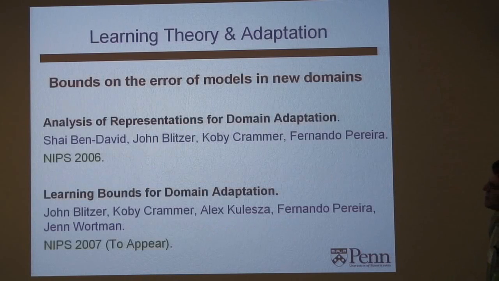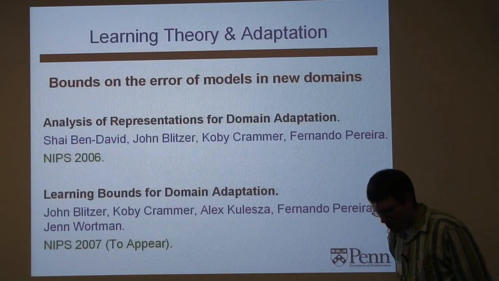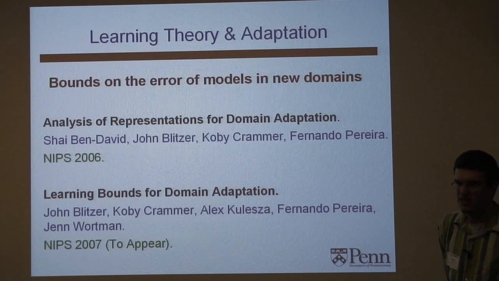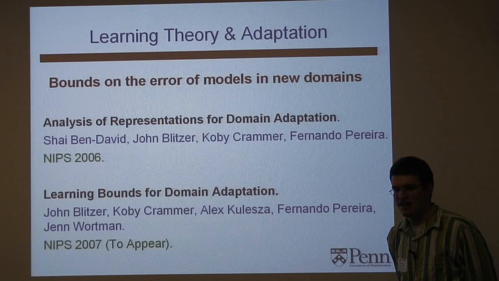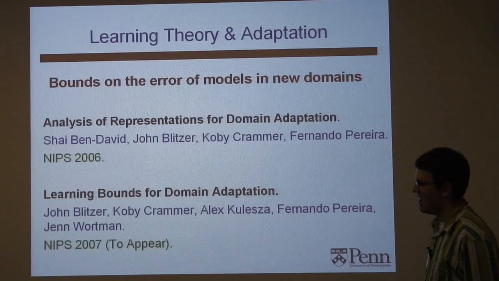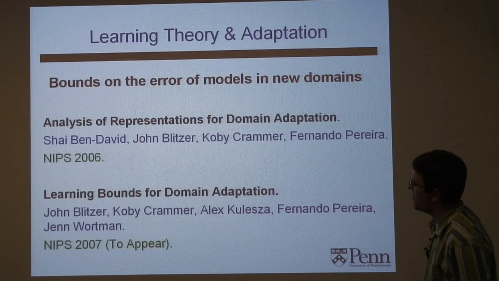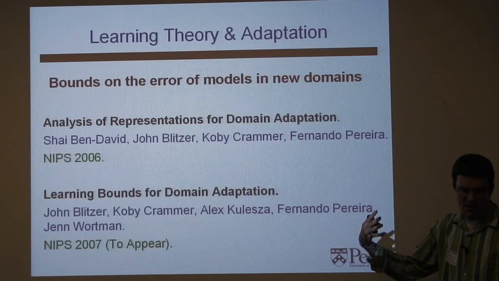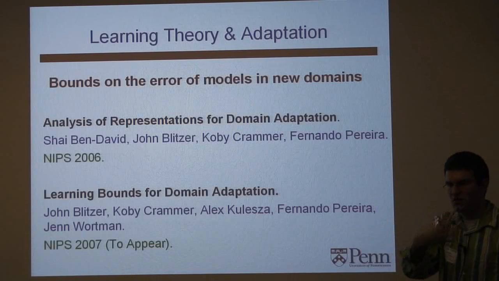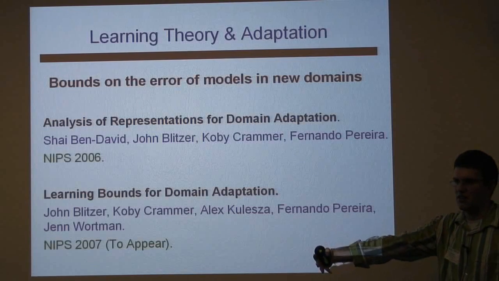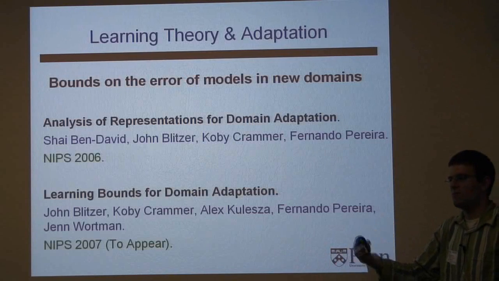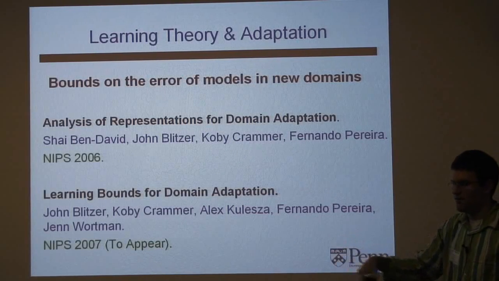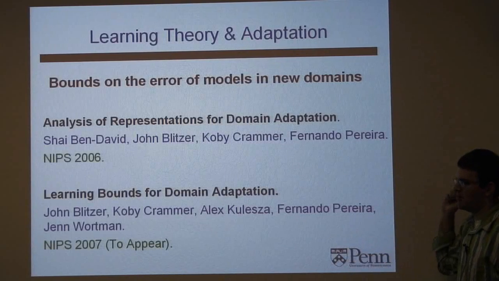Okay. And finally, for those of you who are more into learning theory, we have some work on that as well that I would be happy to talk about. So the idea here is that you have a model that you've trained on one particular distribution and you're going to test it on another. Can we prove learning bounds on the error of that model in a new domain? So we have a couple papers on that.